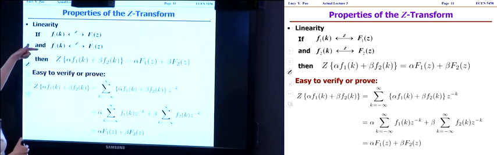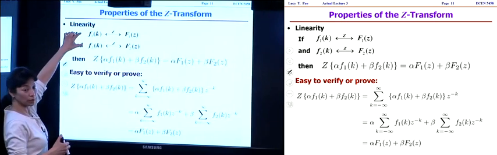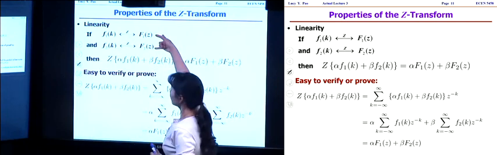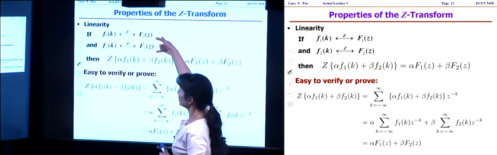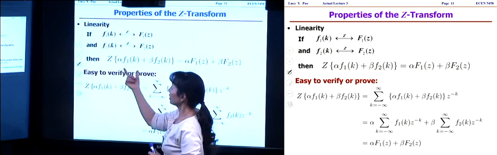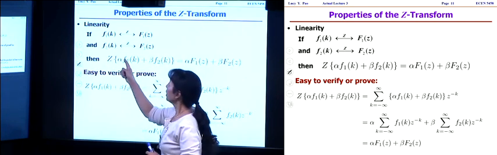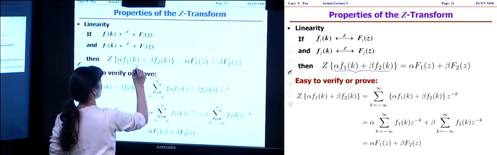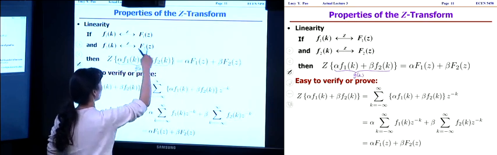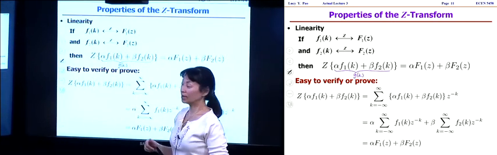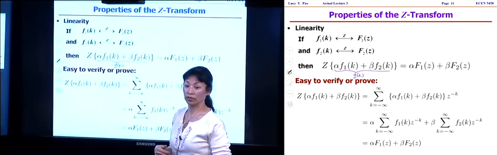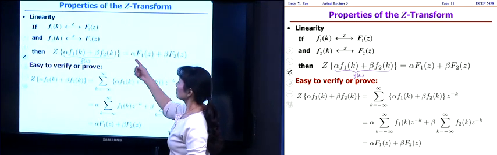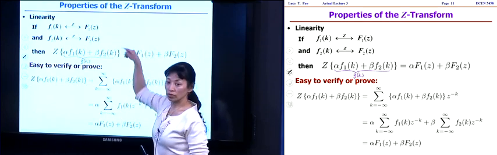The linearity property states that if you have two time domain sequences, little f1 of k and little f2 of k, and they have corresponding Z transforms, cap F1 and cap F2 of z, then any linear combination of these time domain sequences, let's call this g of k, some resulting sequence equal to this linear combination of the original sequences, has a Z transform that is just the same linear combination of the individual Z transforms.